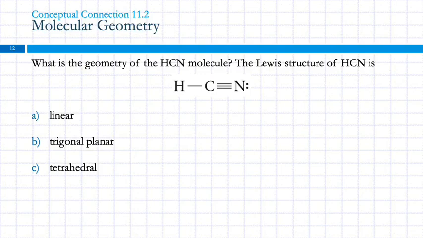So let's look at this one. What is the geometry of the HCN molecule? And the Lewis structure is given here. Linear. What we're asking ourselves is, how many electron groups on the central atom? Well, the triple bond is one group, and the single bond is one group. Two groups? Linear. Any questions?